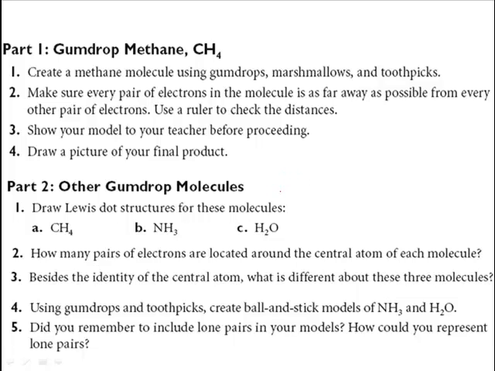Raise your hand if you can tell me how many electrons carbon has. 4. So we've got carbon. How many does hydrogen have? 1. So we've got 4 hydrogens. Okay, this is one way of showing your CH4.